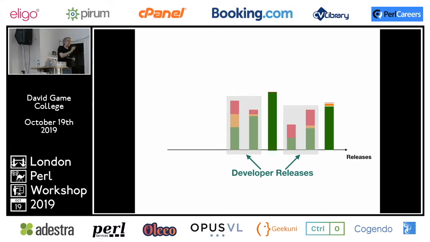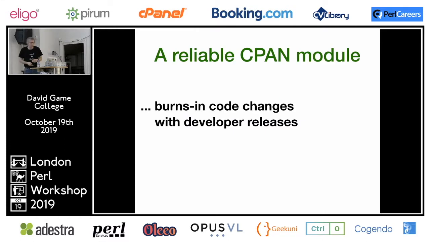If you release it and you put a certain thing in there that identifies it as a developer release, it doesn't go into the index, so most people using it won't install that version. But all the smoke testers out there will still download it, they'll run the tests, and the results get uploaded to CPAN Testers. So as the developer of that module, you can then see the statistics like, oh, that change I made has actually broken some things. So a reliable CPAN module burns in code changes with developer releases.